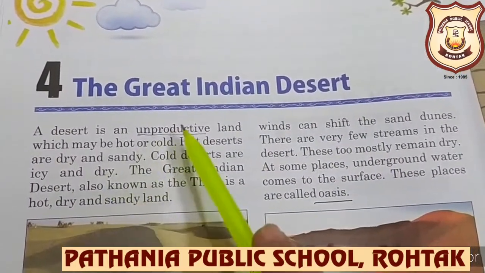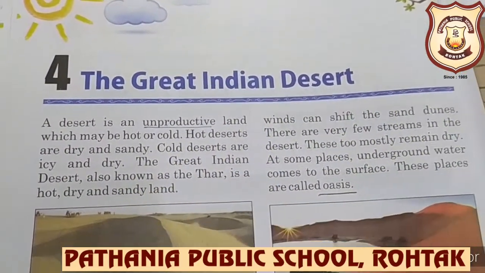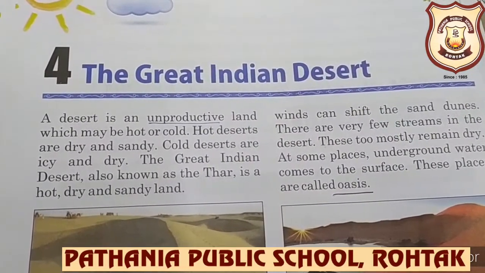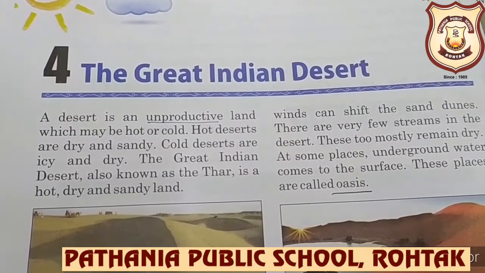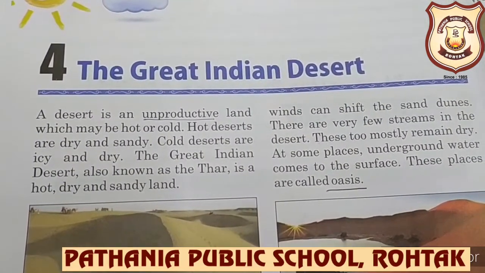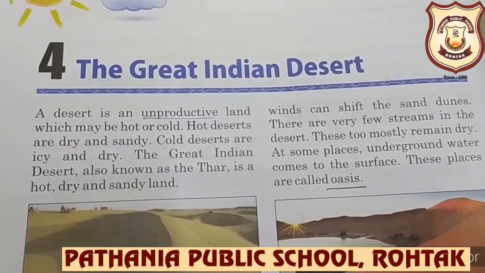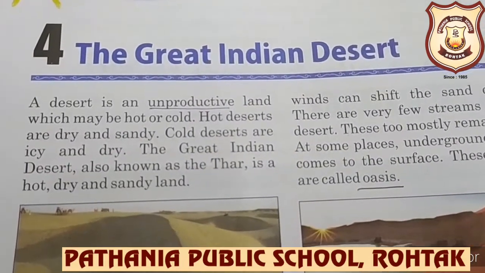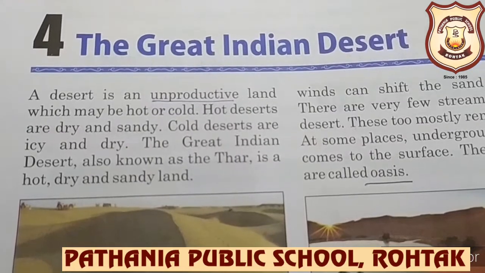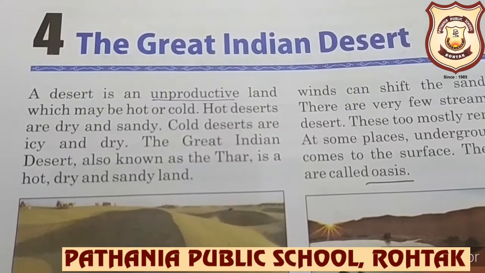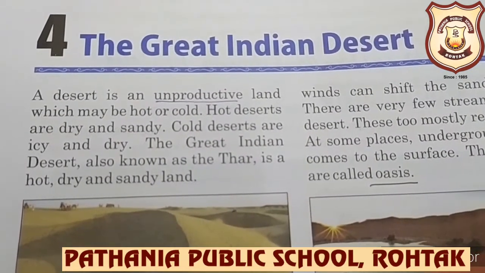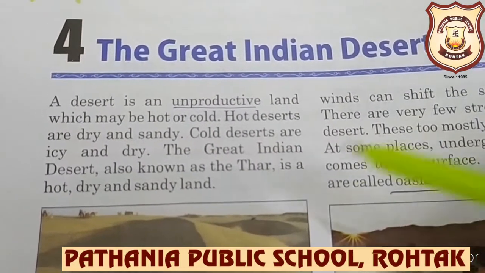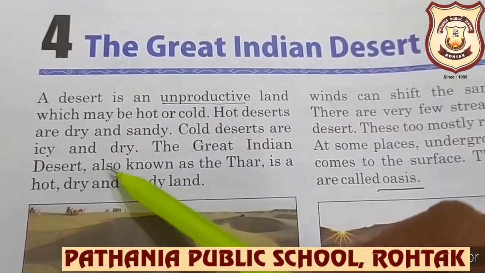A desert is an unproductive land. It's not productive land. It's unproductive land. Means it's infertile. मतलब जहाँ पे फर्टिलिटी जो है वो बहुत डाउन होती है, फर्टाइल लैंड नहीं है ये. इट्स अनप्रोडक्टिव लैंड which may be hot or cold. Hot deserts are dry and sandy, and the Great Indian Desert is also dry and sandy. Okay, cold deserts are icy and dry.